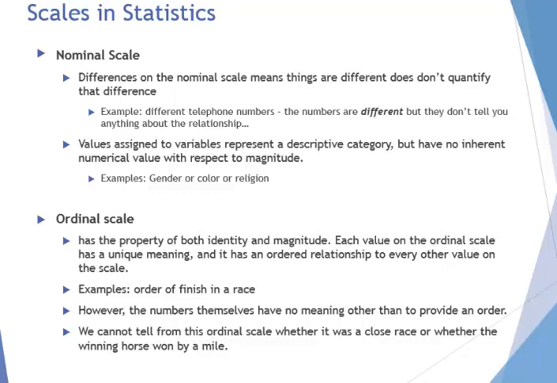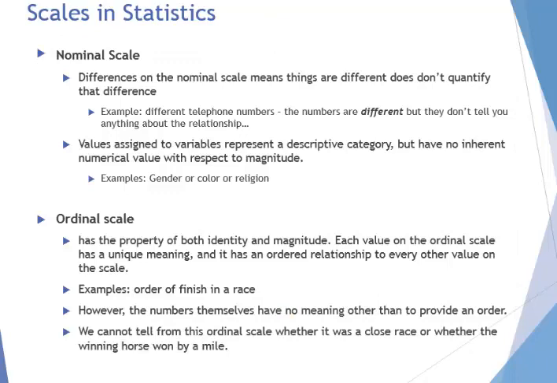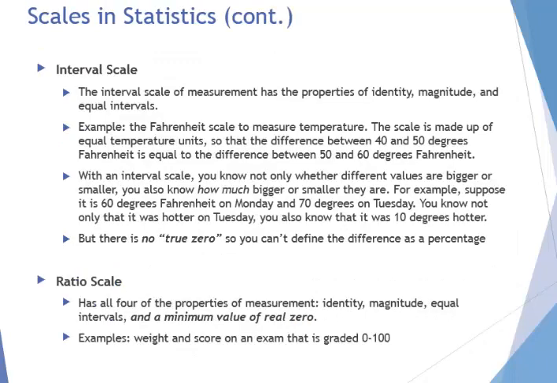I mean, I might have finished the race in an hour, and you in an hour and 1 minute, and Jane in 6 hours. The list itself doesn't really tell us anything. It's an ordinal scale. It has magnitude, it has size, but it doesn't really tell us anything about the relationship between the results. We can't tell from this ordinal scale whether it was a close race or whether the winning horse in a horse race won by a mile.